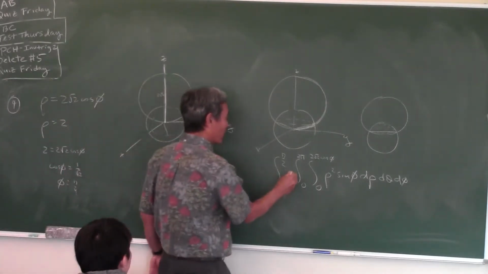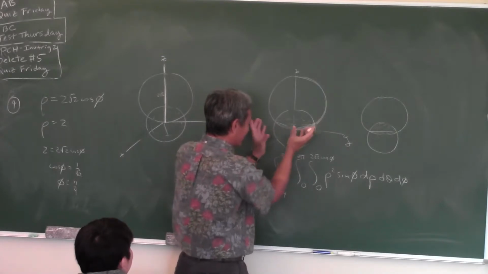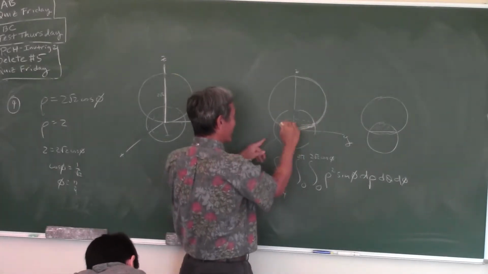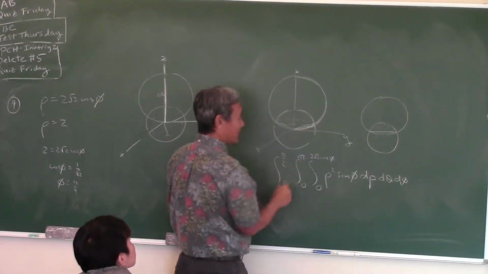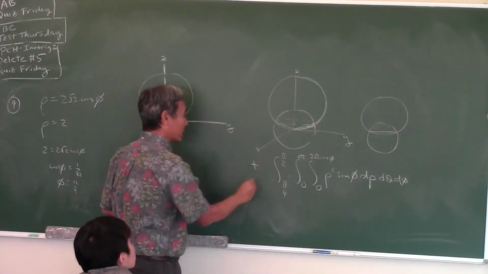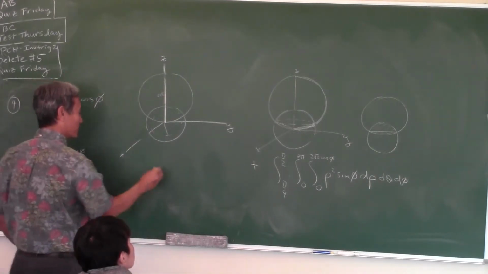Okay, so this integral represents that region right there. Now, the rest of the region is basically this cap over here, plus the cone. But then we can do that with just one integral. So we're gonna do another triple integral.